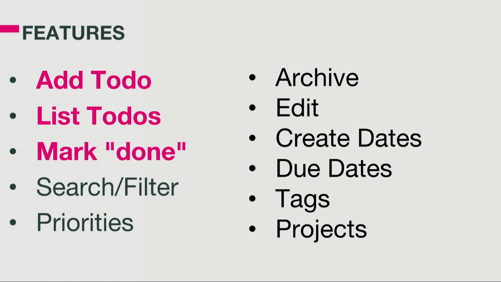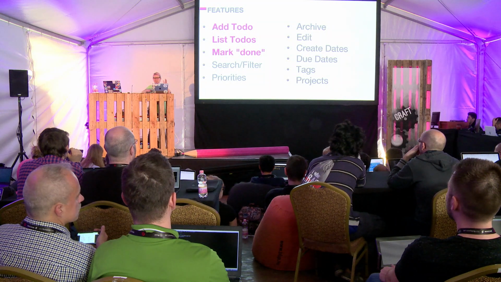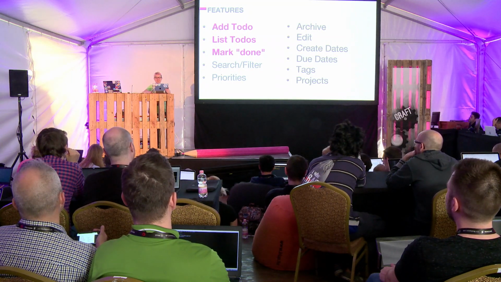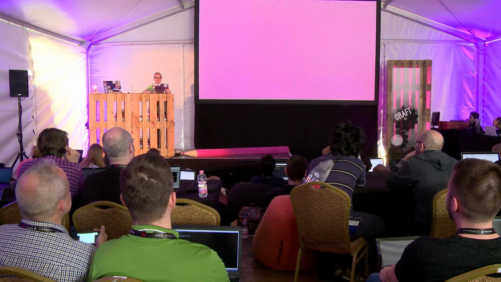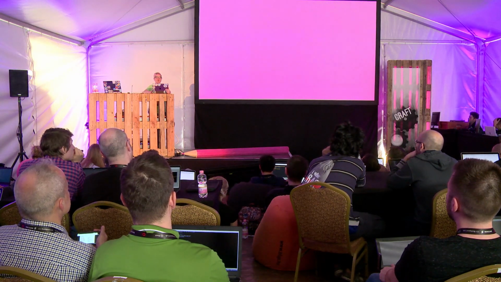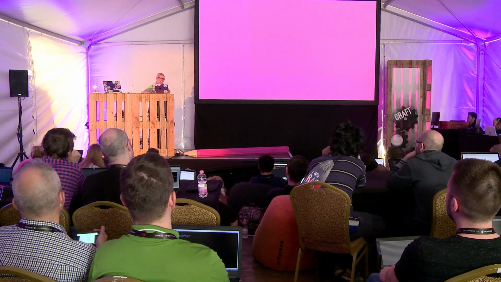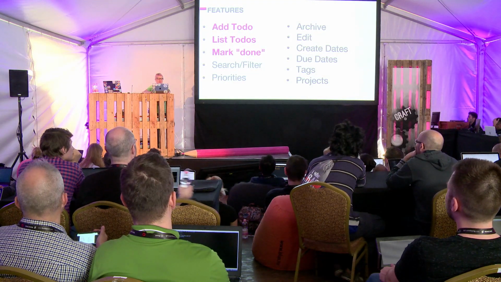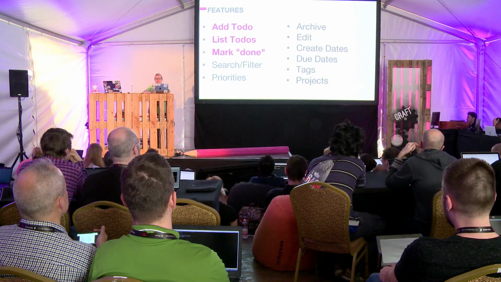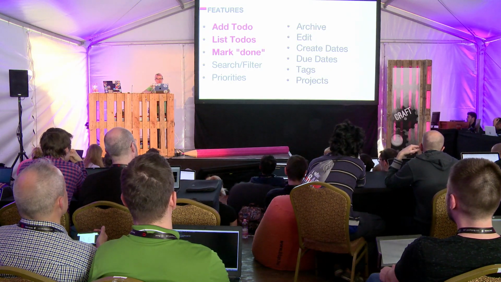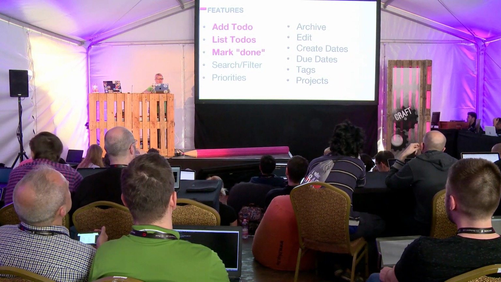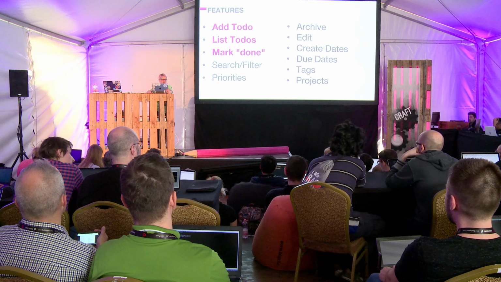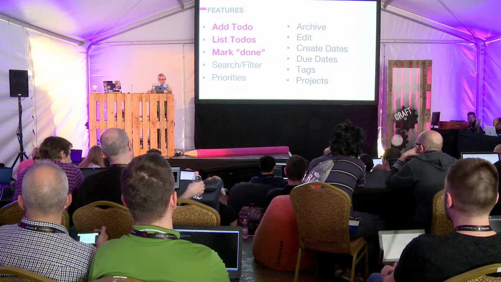Suggestions. What would you want your to-do app for? Task management. So pick 3 things. You can add, you can list to-dos, you can mark done, search, priorities. I suggest these top 3.